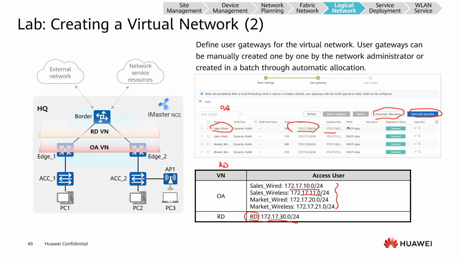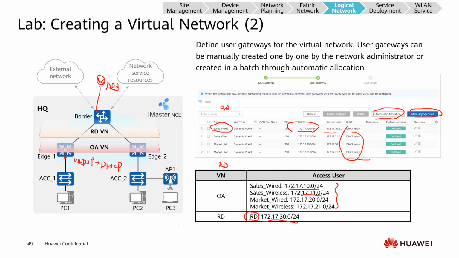And the DHCP mode is the DHCP relay, because do you remember we use the AR3 as the DHCP server for the wired users to connect to the devices? And the edge node is just the layer 3 gateway of the wired user, and it will create the VBDIF interface, and it will enable the DHCP relay to allocate the IP address for the wired users. So the DHCP mode here is the DHCP relay.